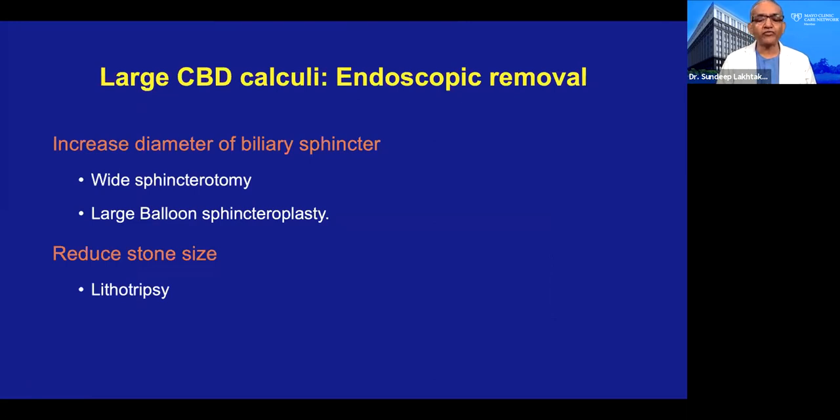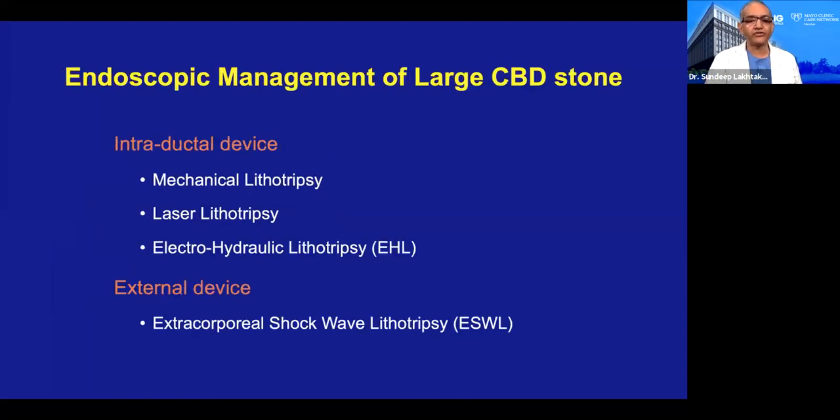So the basic principle of removing this large CBD stone or difficult CBD stone is if we can increase the diameter of the biliary sphincter or the lower CBD by either wide sphincterotomy or a large balloon sphincteroplasty. Or if that's not possible, try to reduce the stone size on top so that the fragments can then be taken down. So either the exit gate can be widened or the material which has to come through the exit gate can be made smaller inside. That's the basic principle of managing these difficult CBD stones.